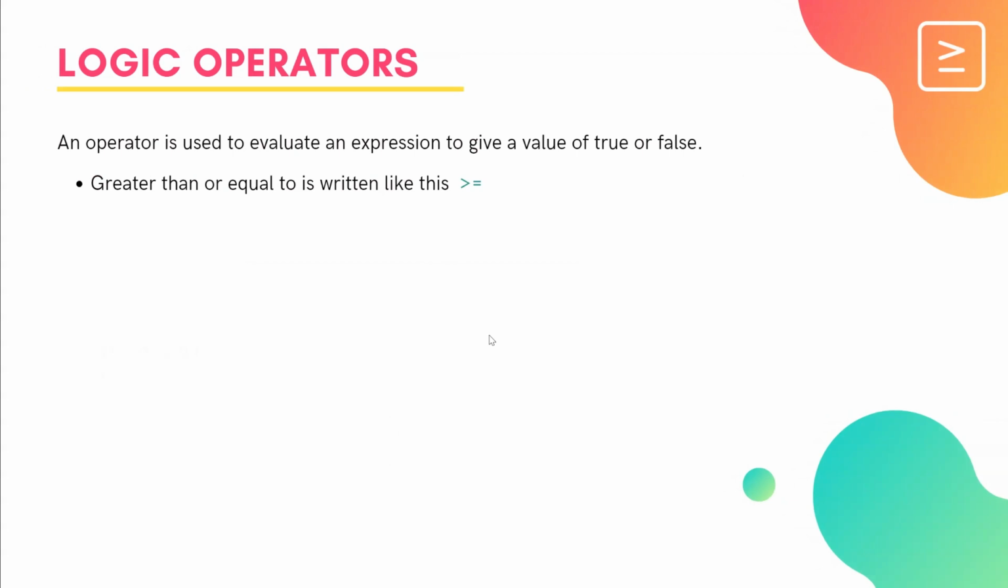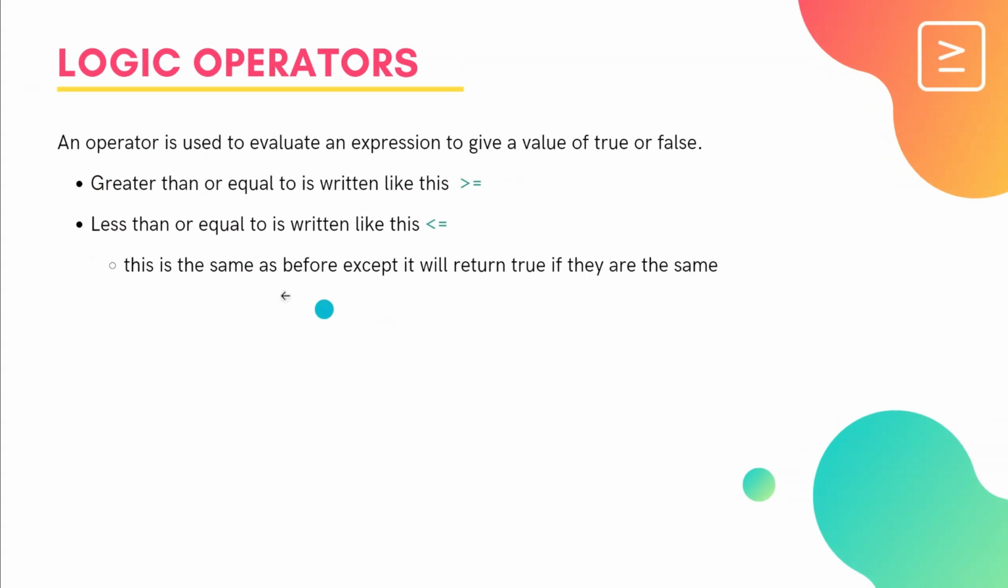We can also check if something is greater than or equal to by adding an equal sign to our greater than expression. And we can check if something is less than or equal to by adding an equal sign to our less than expression. So this is exactly the same as what we had before, but it will return true if they are the same.